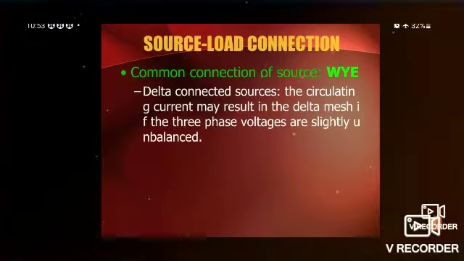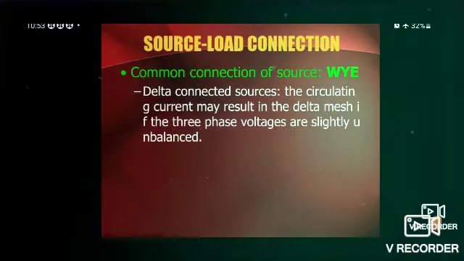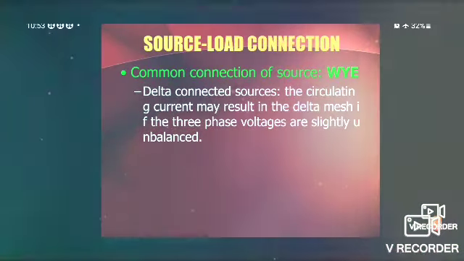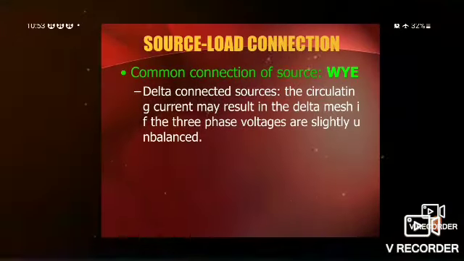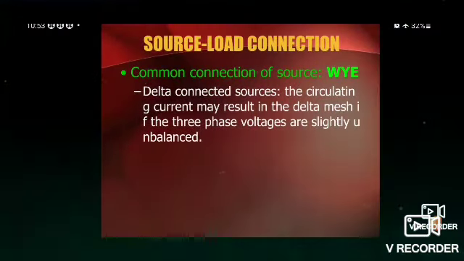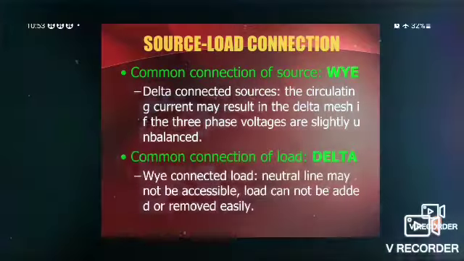The circulating current may result in the delta mesh if the three-phase voltages are slightly unbalanced.